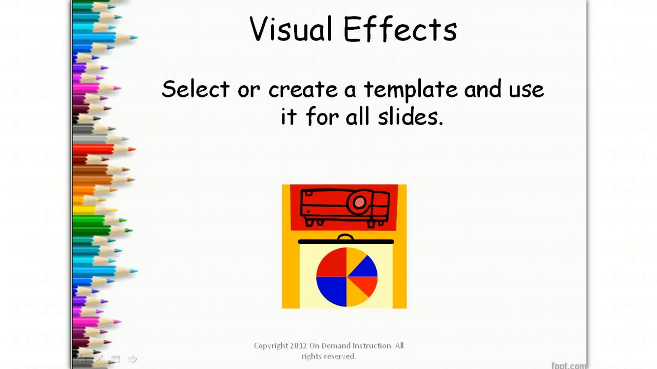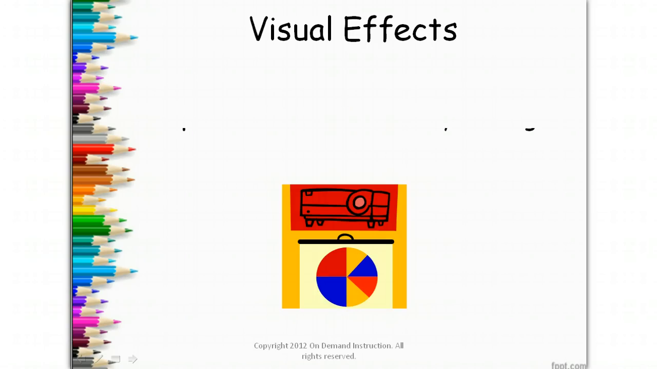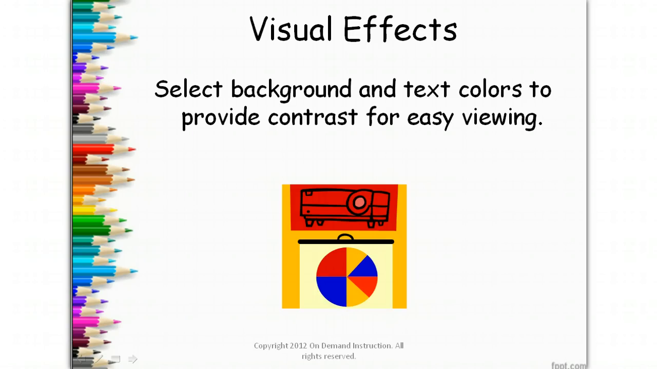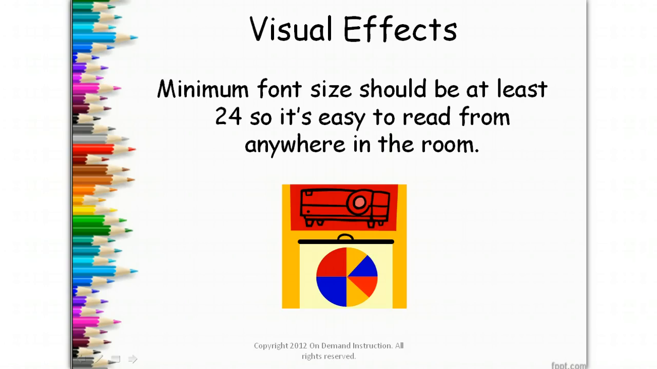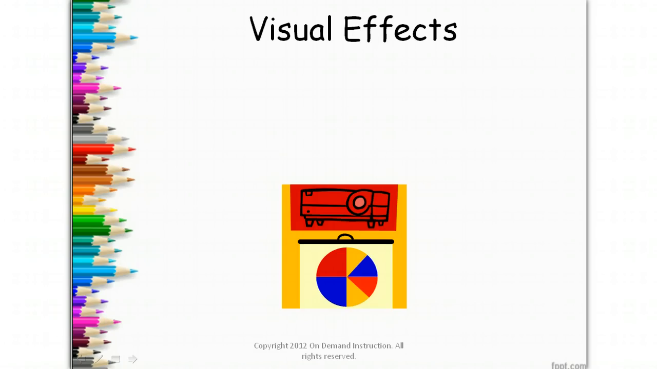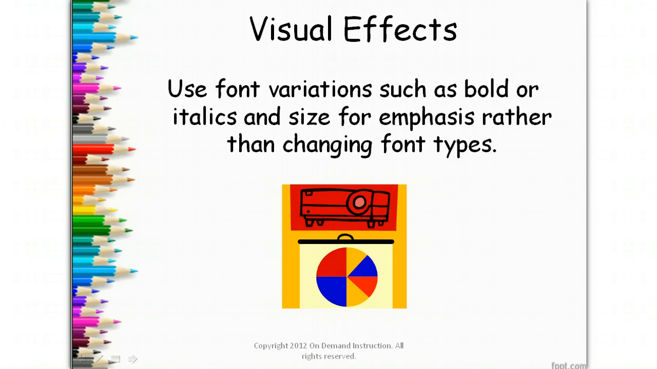Select or create a template and use it for all slides. Select background and text colors to provide contrast for easy viewing. Determine font style. Sans serif styles such as Arial, Comic Sans, and Tahoma are recommended for clarity. The minimum font size should be at least 24 so it's easy to read from anywhere in the room. Use font variations such as bold or italics in size for emphasis rather than changing font types.